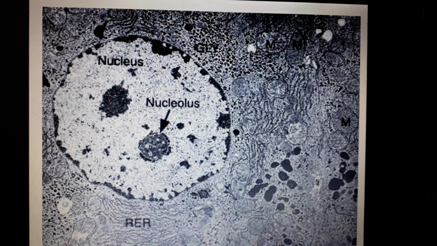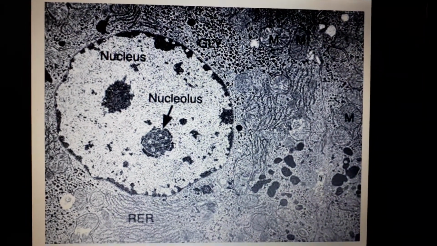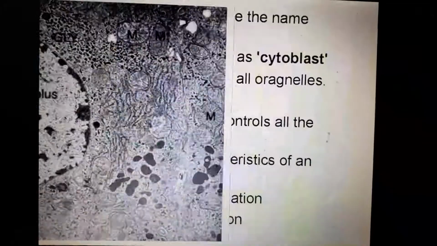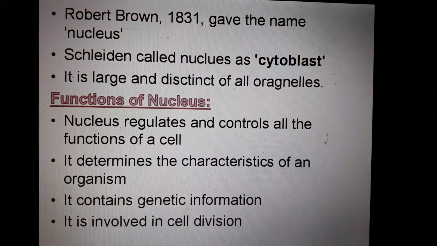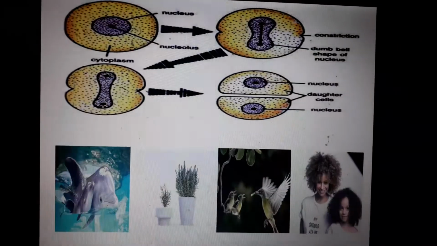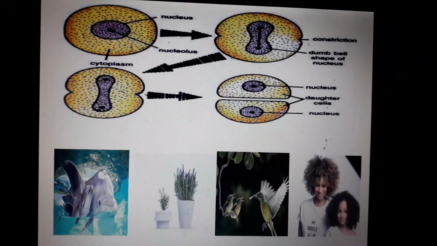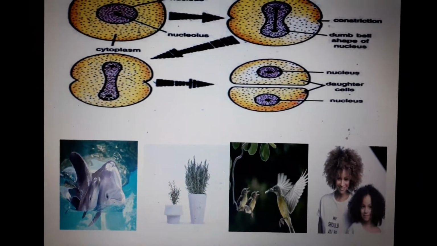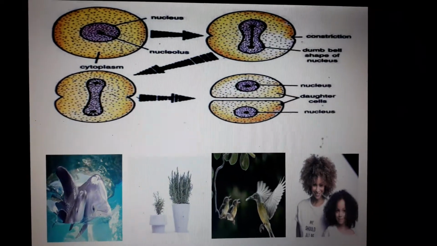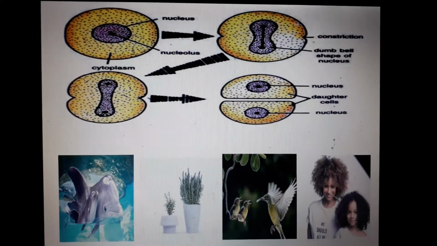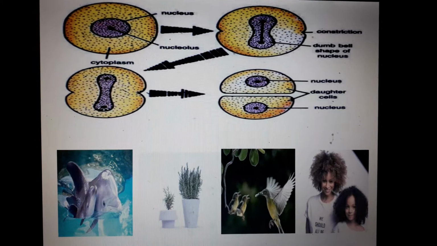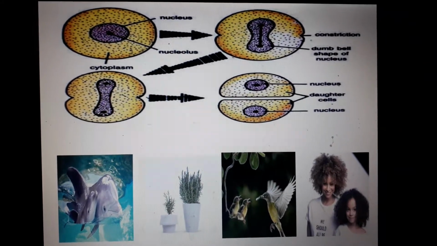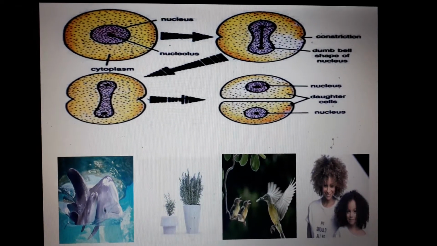This is how the nucleus is seen under a microscope. All the characteristics of the parents are transferred to the children because of the genetic material present in the nucleus. So, the function of the nucleus is to store the hereditary information, to regulate the functions of the cell, and also to help the cell in its division.